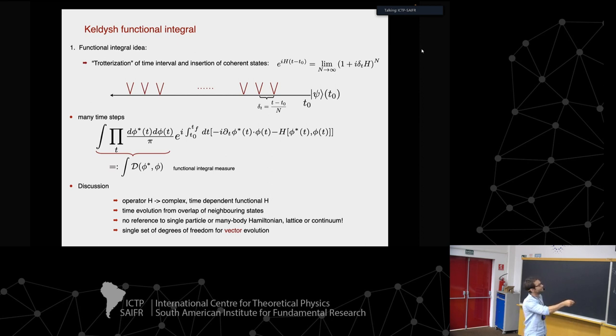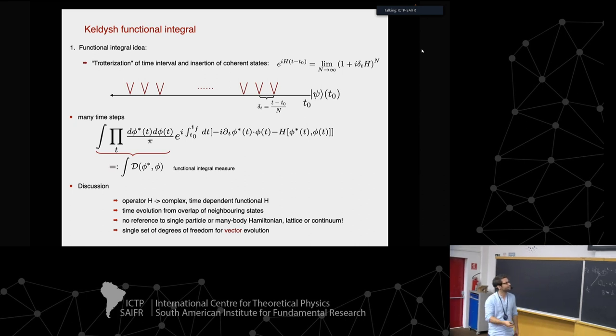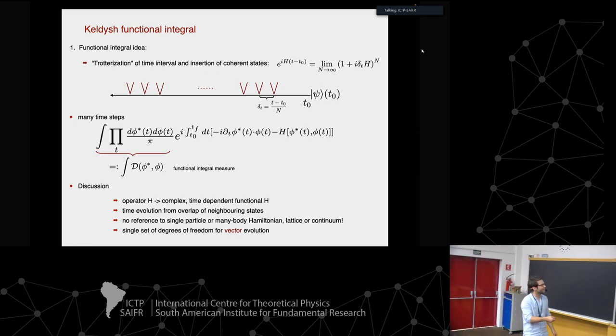I did the construction essentially for a single oscillator degree of freedom, but it doesn't matter. You can take as many as you like. Lattice, continuum, whatever, the construction is always the same. And what I emphasize here is that we have really a single set of degrees of freedom describing this vector evolution, the evolution of a state vector.